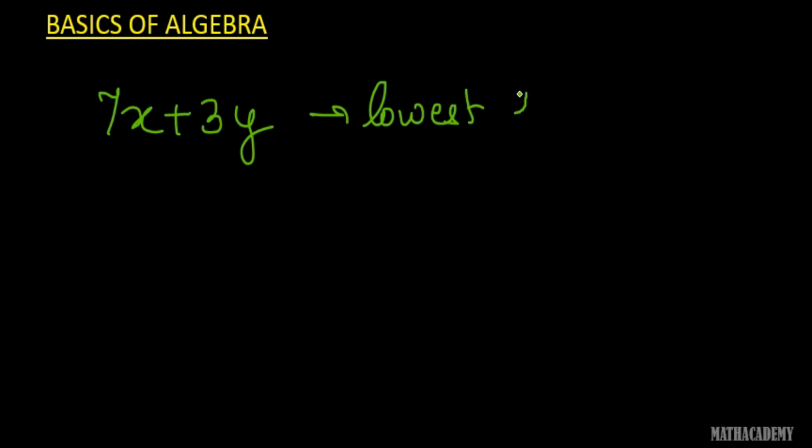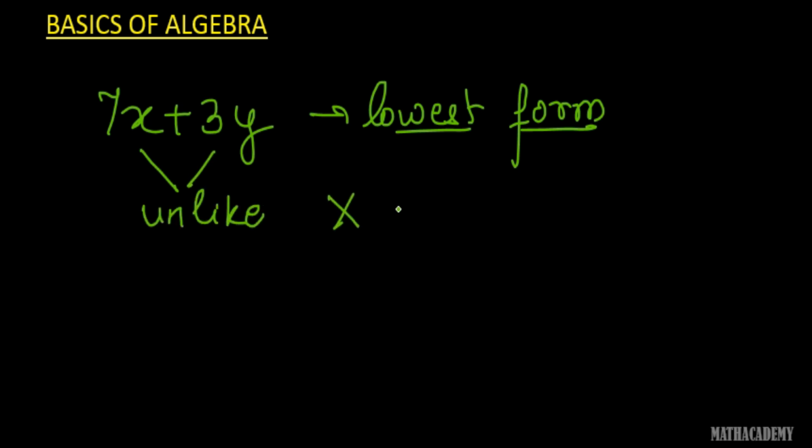So suppose we get an algebraic expression, say 7x plus 3y. This expression is said to be in its lowest form. Lowest form means we cannot further do any operation because 7x and 3y both are unlike, and we cannot perform any addition or subtraction on unlike terms. So we have to just leave it as it is. This is in its lowest form.